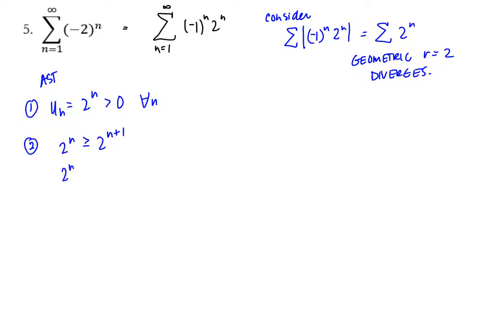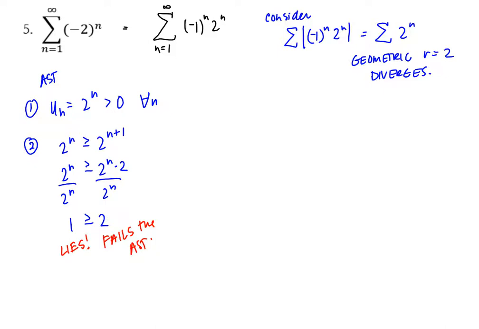Well, that means 2 to the n is greater than or equal to 2 to the n times 2. So if we divide both sides by 2 to the n, that says 1 is greater than or equal to 2. That, my friends, is true never. This is a lie. If that's the case, this series fails the alternating series test. That doesn't mean it diverges, it just means we cannot prove convergence in the conditional.